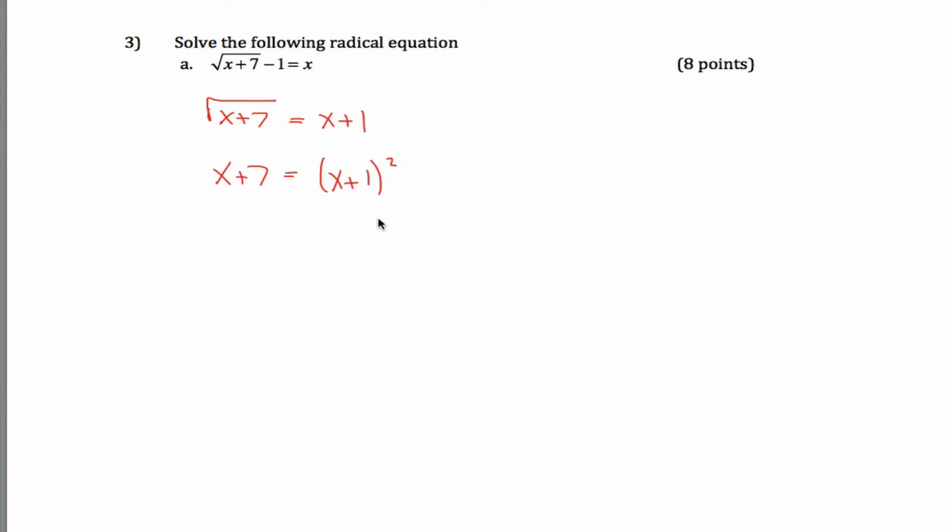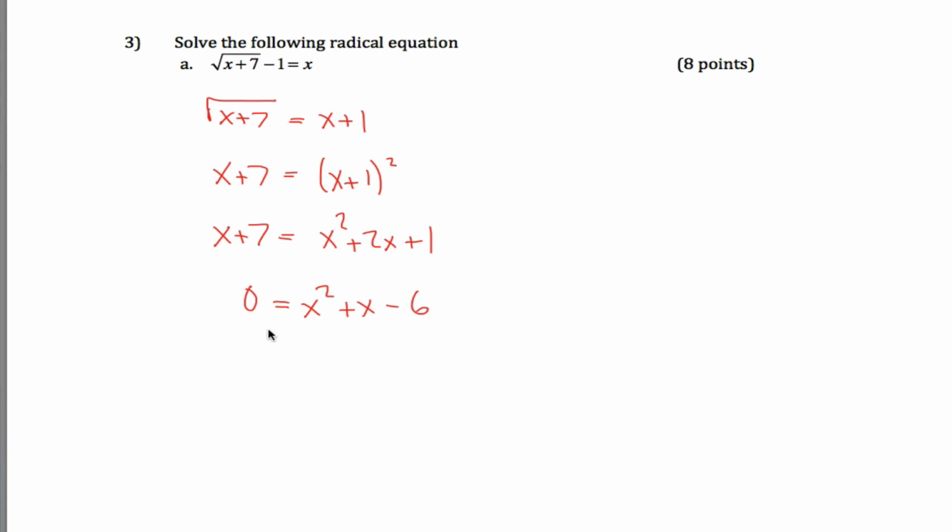Now I have an equation that doesn't have any radicals in it, so presumably I can solve it. Let's see, x plus 7 equals, if you expand this all out, x plus 1 times x plus 1, you get x squared plus 2x plus 1. So if you want to solve an equation that has x squared terms in them, set it equal to 0. Subtract x from both sides, subtract 7 from both sides. And get 0 is equal to x squared plus x minus 6.